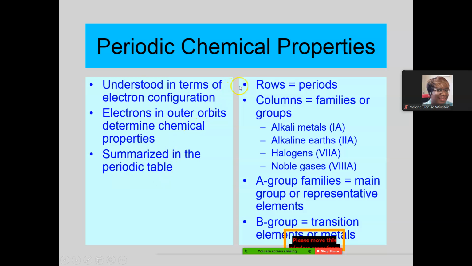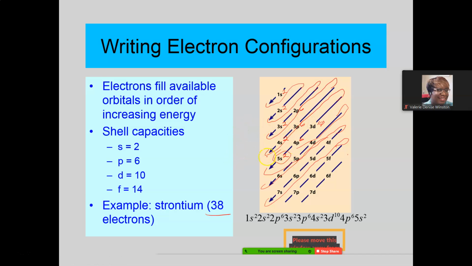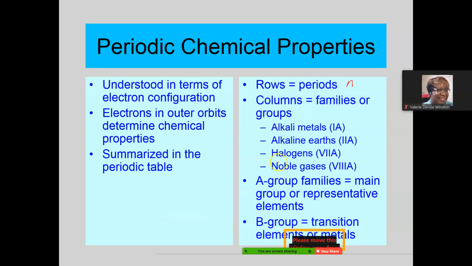In the periodic table, you have the rows, which are your periods, which refer to your N numbers. These are your N numbers. The rows are N equal 1, N equal 2, N equal 3, N equal 4, N equal 5, N equal 6, and N equal 7. Notice that's as far as we went here. The columns represent families or groups, and we'll show this in just a minute.